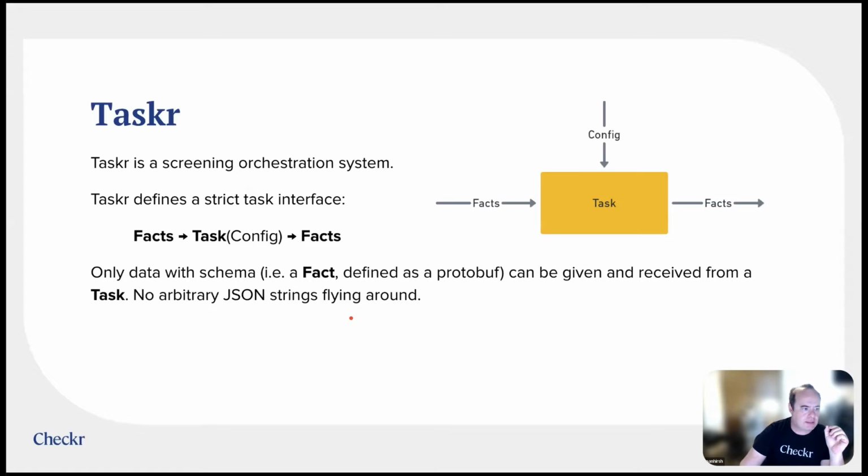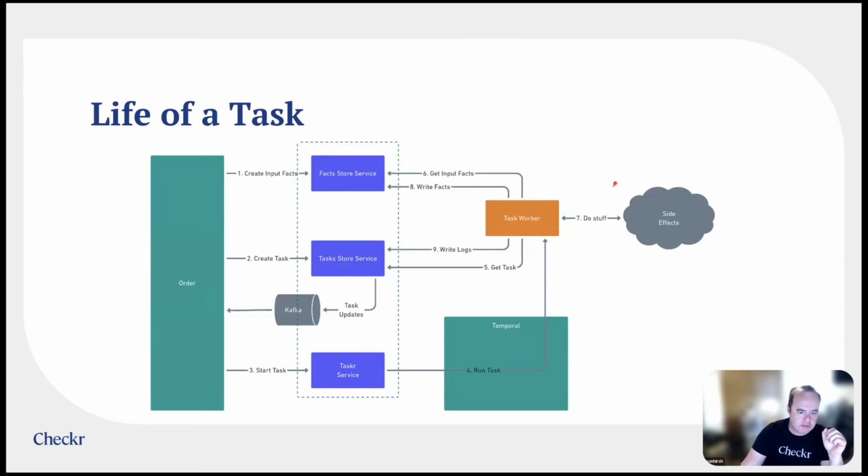So what is Taskr? Taskr is a screening orchestration system. Taskr defines a strict task interface, which is the thing we needed the most. The task receives facts, emits facts, and operates based on some kind of configuration. Only data with schema, for example, a fact defined as a protobuf, can be given and received from a task. No arbitrary JSON flying around willy-nilly and stuff like that. So this is essentially how we model a task.